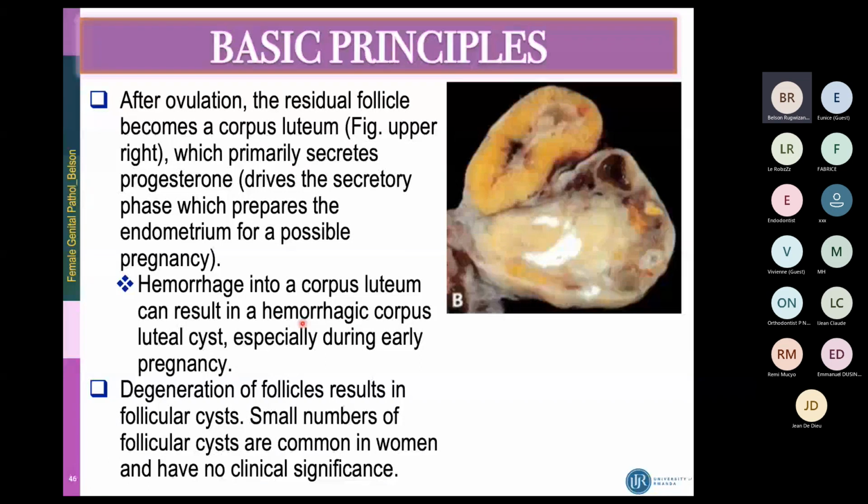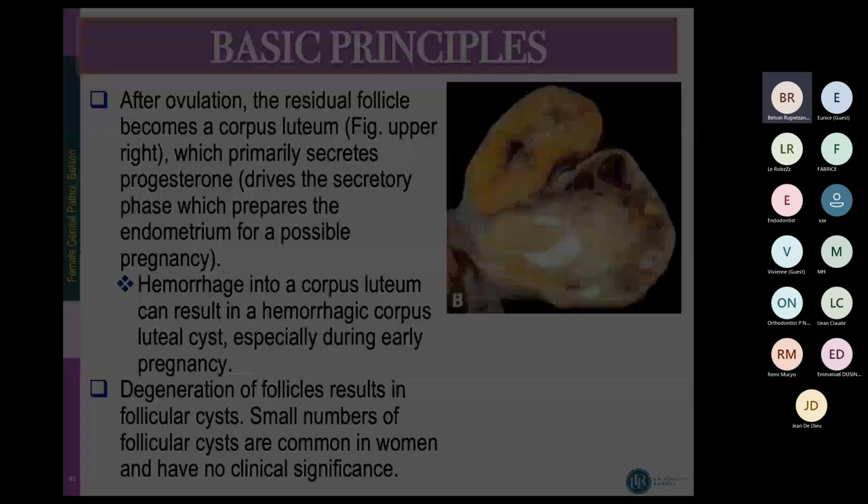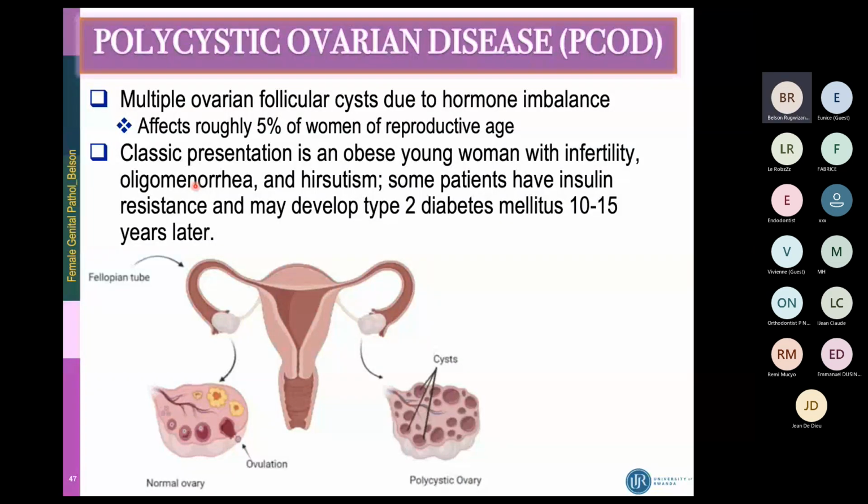So after ovulation, the residual cycle becomes a corpus luteum, which primarily secretes progesterone and so on. So progesterone now for what? For preparing the pregnancy in general. Just the physiology and histology as you remember it. Now the first disease is the polycystic ovarian disease. We mentioned it in the previous slides, especially as one of the causes of persistent estrogen in the body and its consequences.